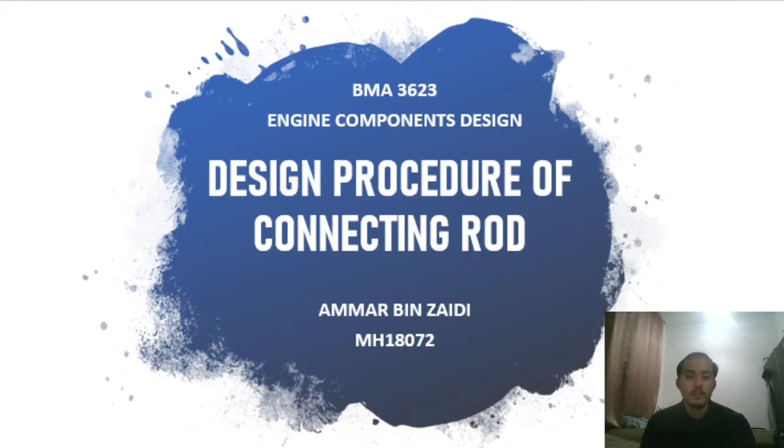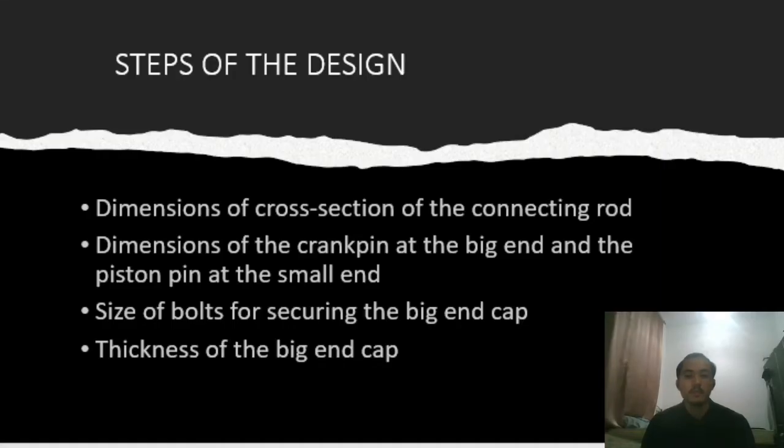Today I want to present about the design procedure of the connecting rod under the engine component design chapter. There are 4 steps of the design, which are: the dimension of the cross section of the connecting rod, the dimension of the crank pin at the big end and the piston pin at the small end, the size of bolts for securing the big end cap, and lastly the thickness of the big end cap.